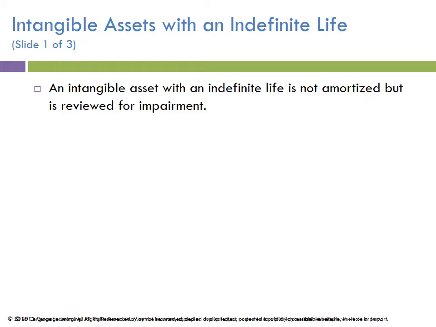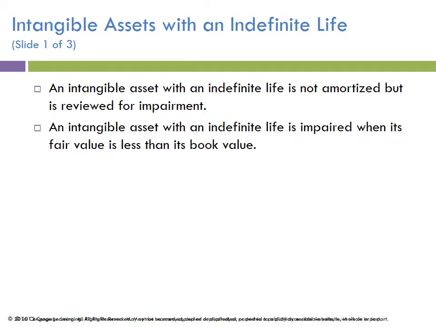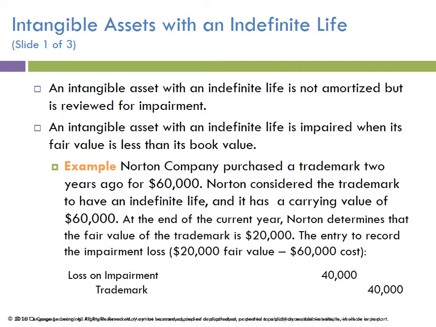An intangible asset with an indefinite life isn't expensed, but is reviewed for impairment, and it's pretty much a one-step process. An intangible asset with an indefinite life is impaired when its fair value is less than its book value. So you're not doing anything with cash flows because you really can't.